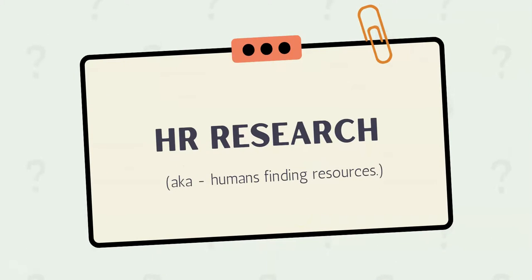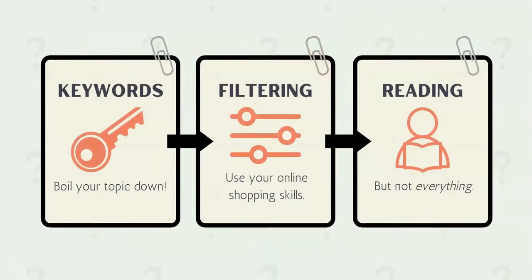Are you worried about finding resources for your human resources course? Have no fear. Break your research strategy into 3 steps: choosing keywords, filtering, and then strategically reading.